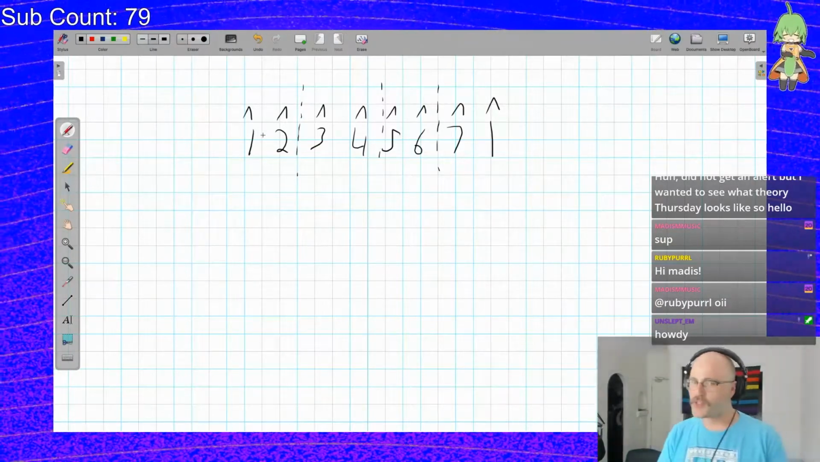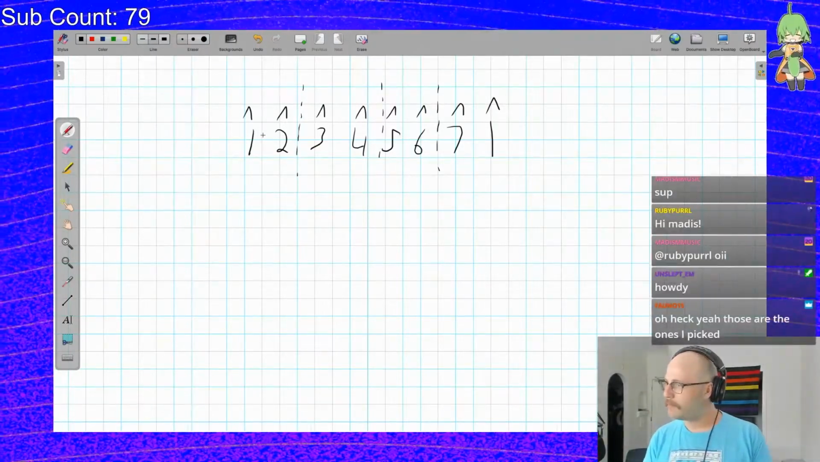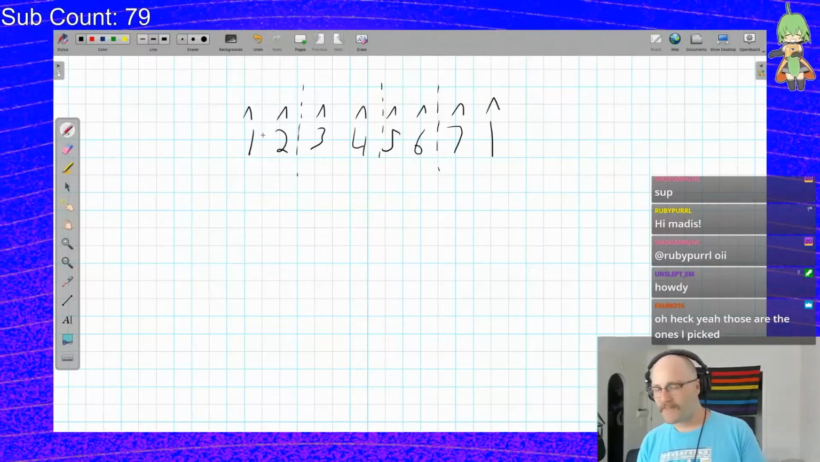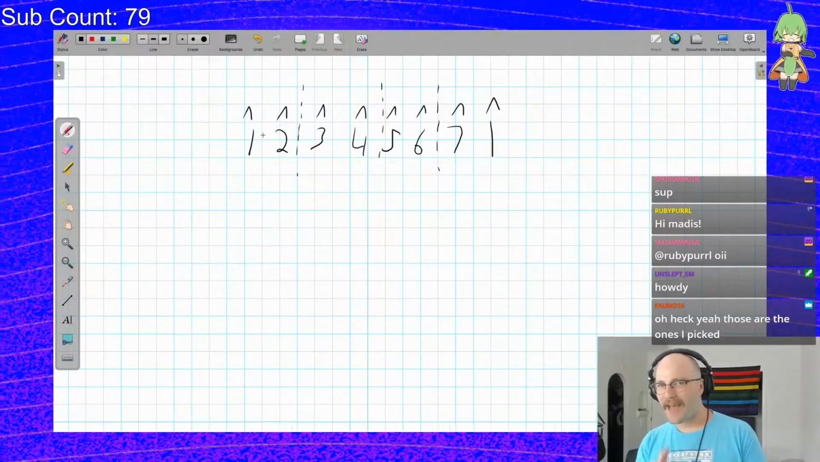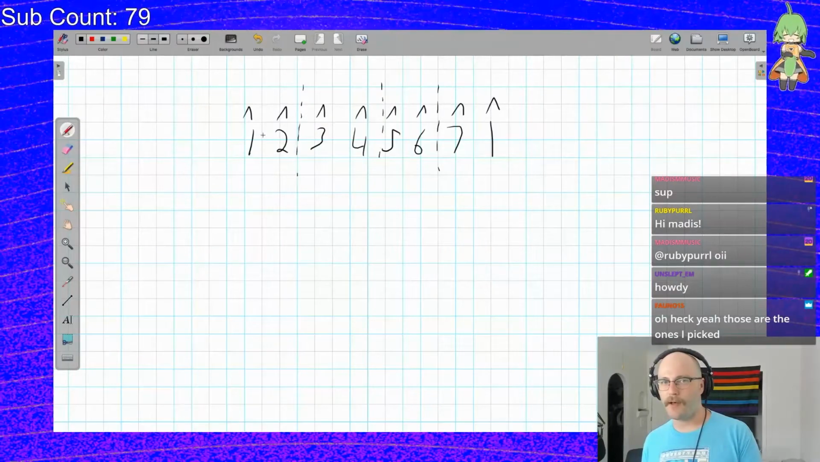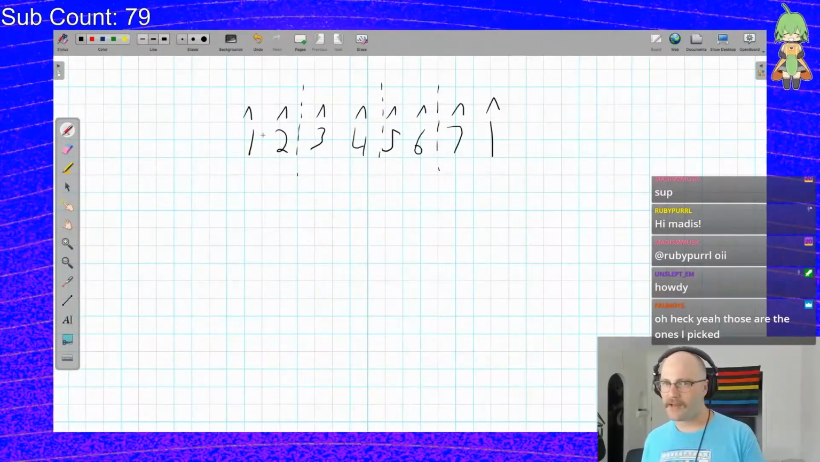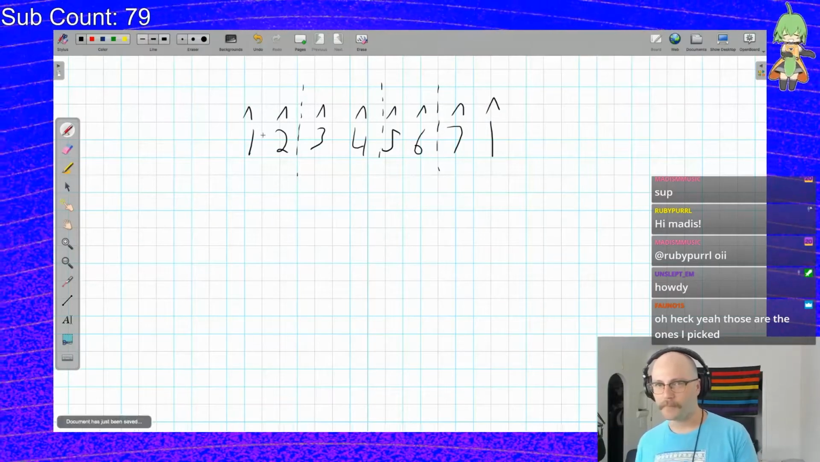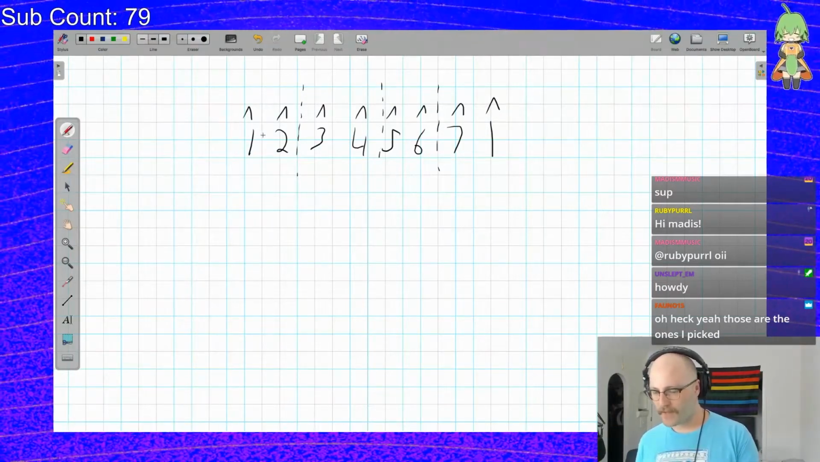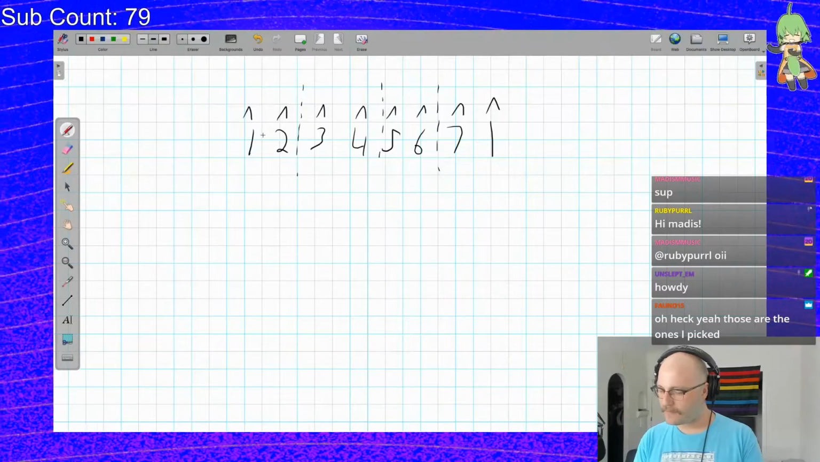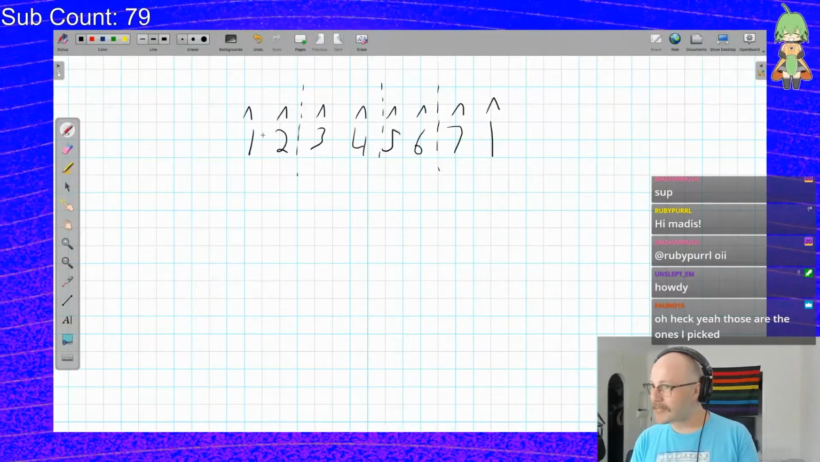So if I'm starting on the note C, we have a major second. We have a half step between 2 and 3. Then we have a whole step. We have a half step. We have a whole step. We have a half step. And we have actually an augmented second.